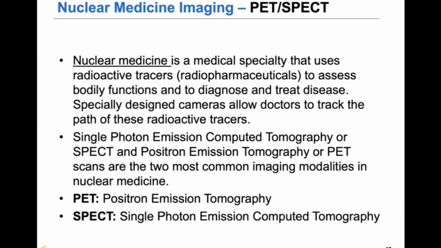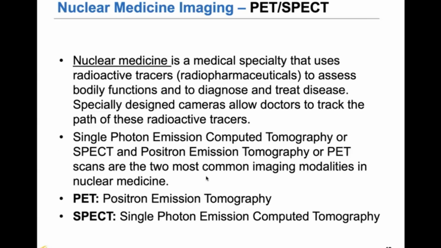So for the next part, we're also going to introduce nuclear medicine imaging, basically the PET aspect. Nuclear medicine is a medical specialty that uses radioactive tracers to assess body functions. So again, nuclear medicine imaging is also trying to analyze the function, not the anatomical structure. It can be used to diagnose and treat disease, and it has specially designed cameras that allow doctors to track the path of these radioactive tracers.